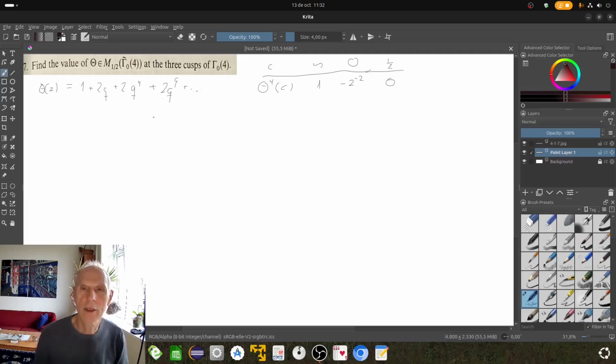Actually, before finding the transformation formula, we can immediately see that the value of theta at 1/2 is naught. Because there's no constant term of, yeah, never mind, I'll do that later. And these two will of course be, yeah, we'll have to find out what they are.